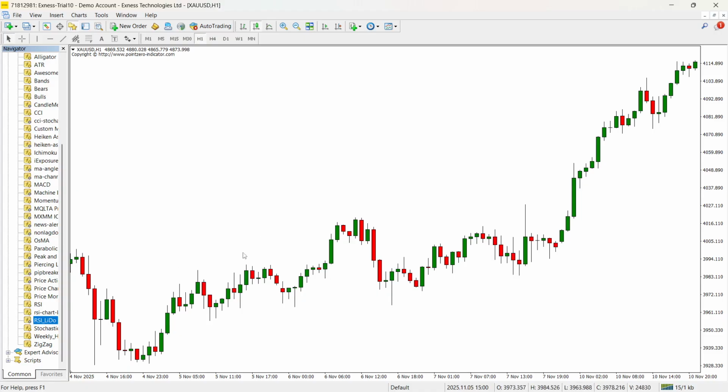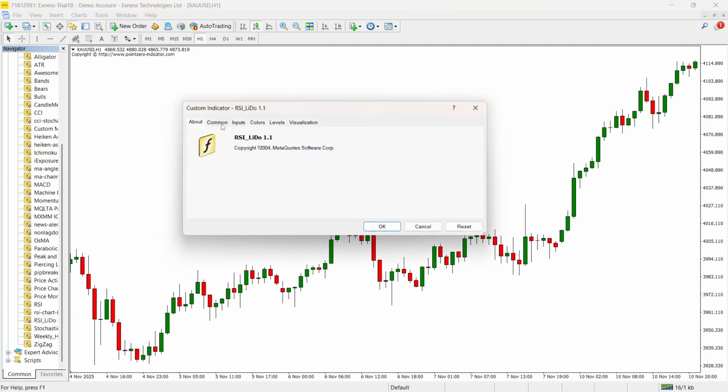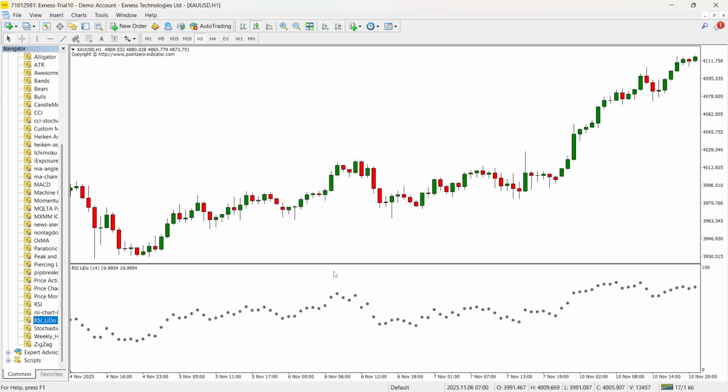At this point, I'll go ahead and load the indicator on the charts so you can see how it looks in real time. Remember to allow DLL imports. Alright, there we have it.